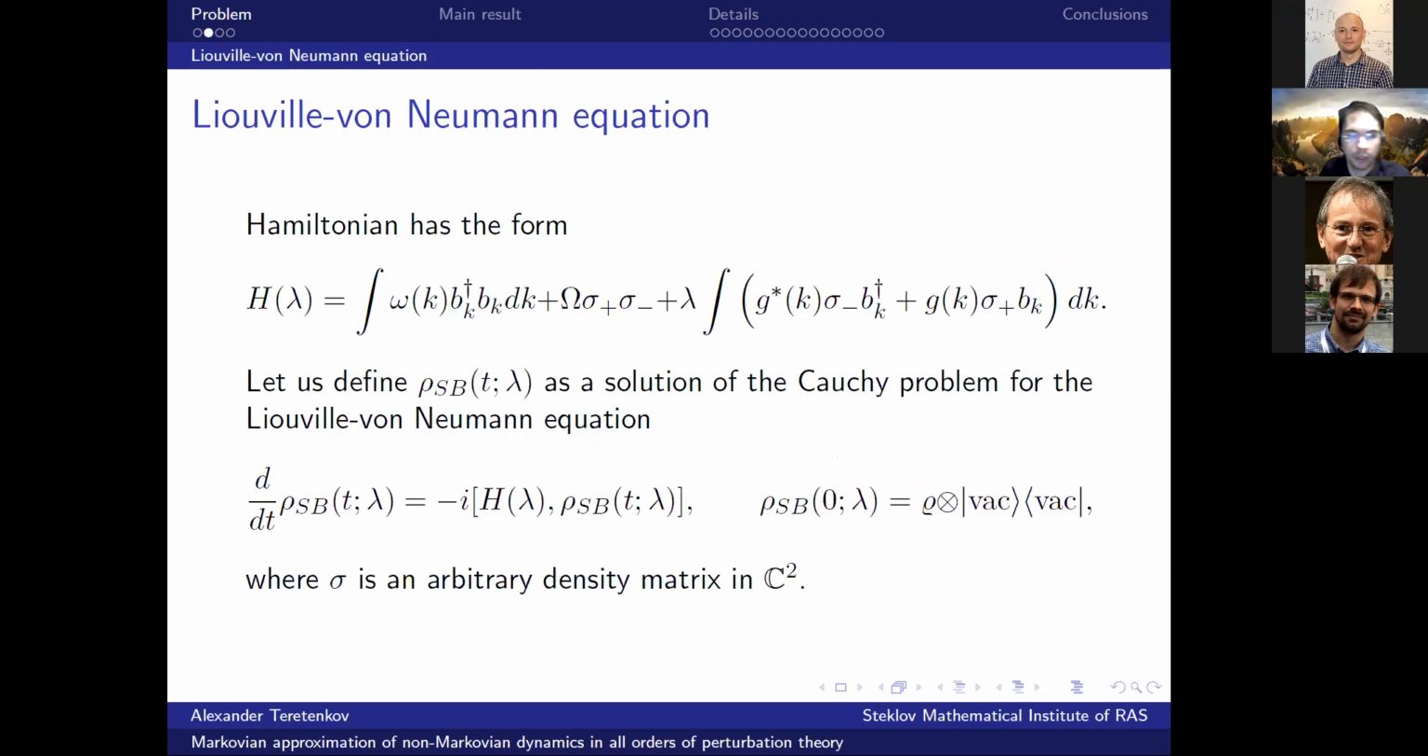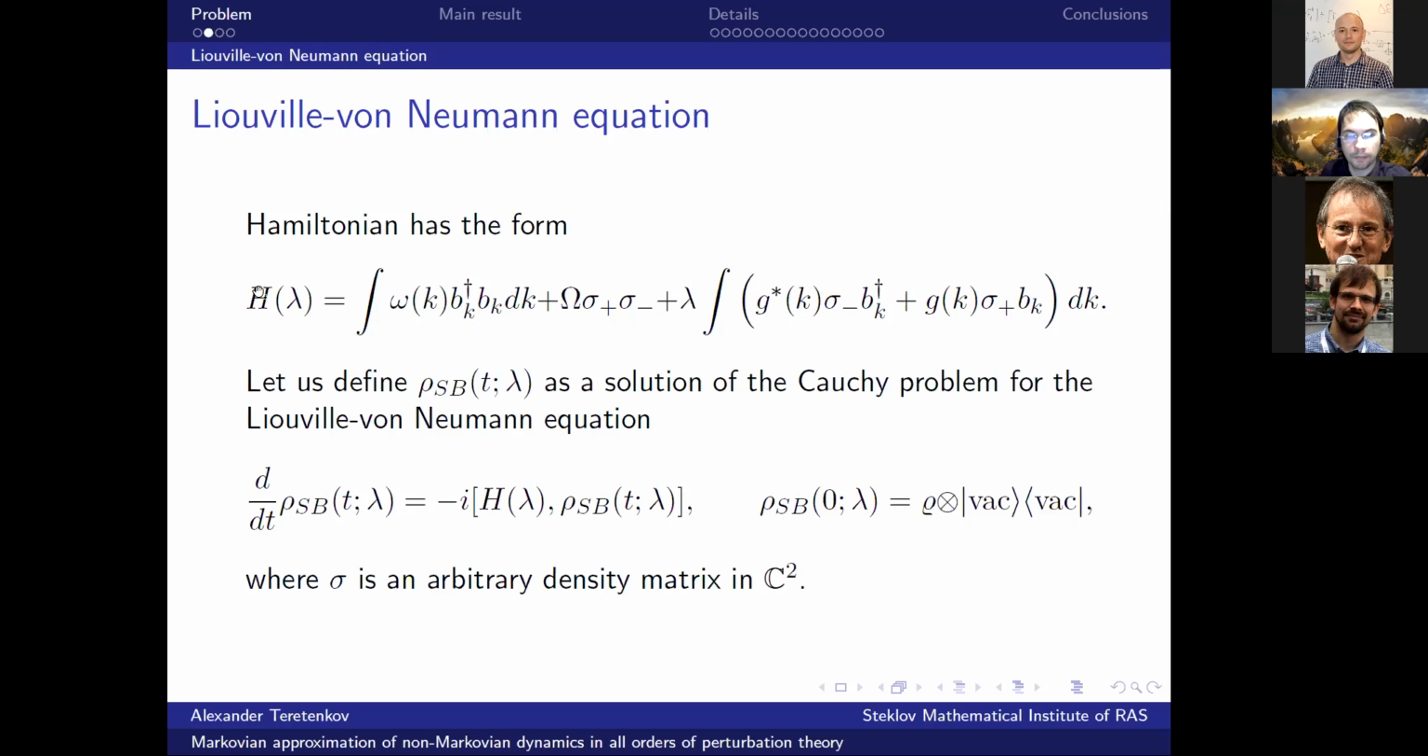So I consider the Hamiltonian of the two-level system interacting with the reservoir in the rotating wave approximation. Namely, I have only terms sigma minus B dagger here, but no terms of the form sigma plus B dagger and their conjugate. And I consider the Liouville-von Neumann equation with a zero temperature initial state, that is, the reservoir is in the vacuum state and the system is initially in an arbitrary state, and they are not correlated. It's just a tensor product.